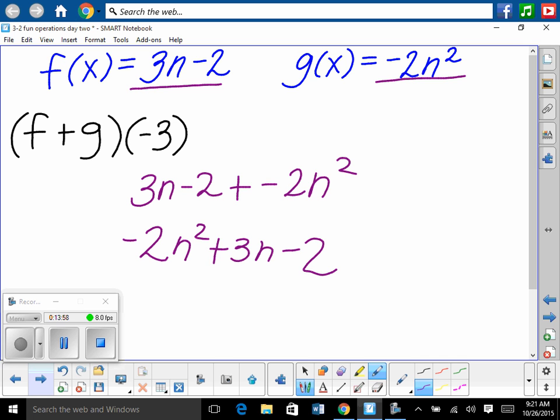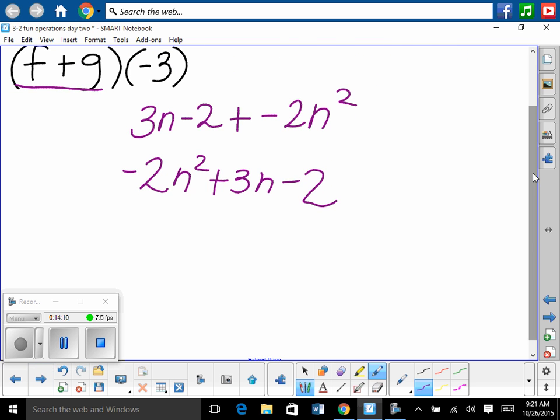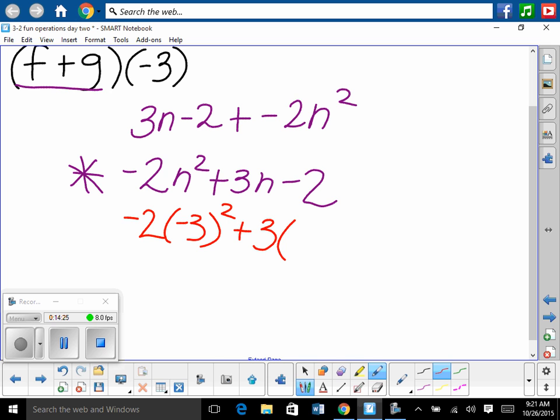Right? And then we would plug in negative 3, because we want to know f plus g of negative 3, not of n, of negative 3. So now we'll plug in negative 3 into the function. But I added f plus g first. So now I'm plugging in negative 3 wherever there's an n. So we're going to have negative 2 times negative 3 squared plus 3 times negative 3. We're plugging it in for n. And then minus 2. So then from there we'll calculate it correctly.